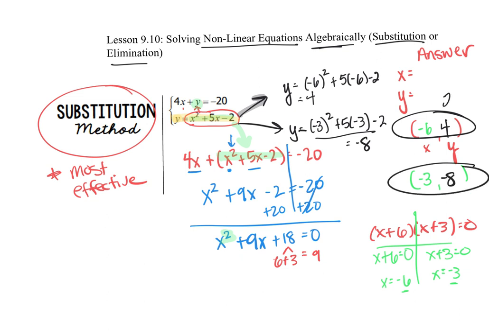Okay, so there were two answers, because what we had here was a parabola and a linear equation, and they intersected twice, and they would be at those 2 points.